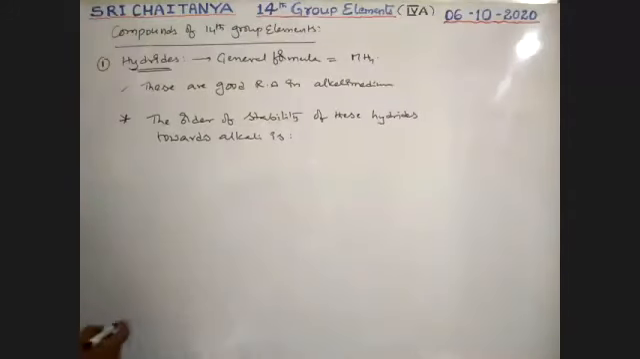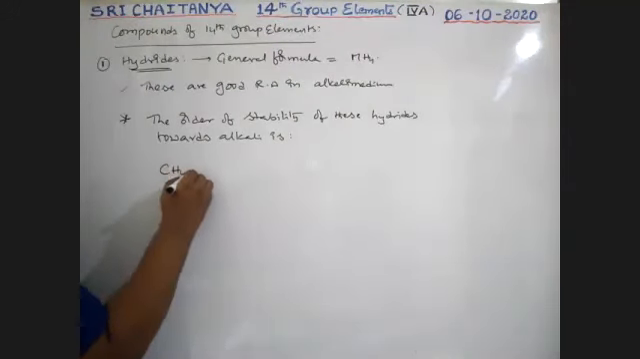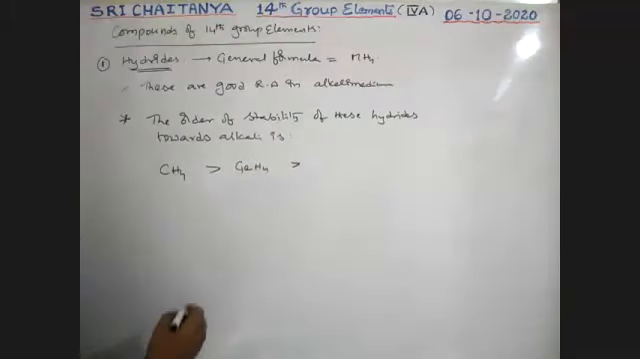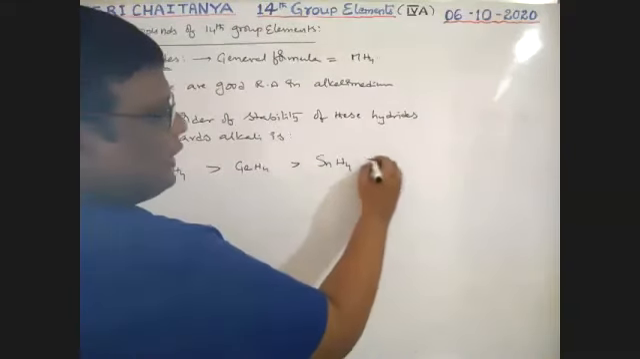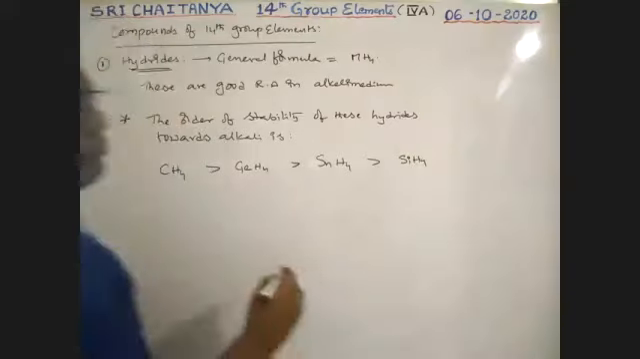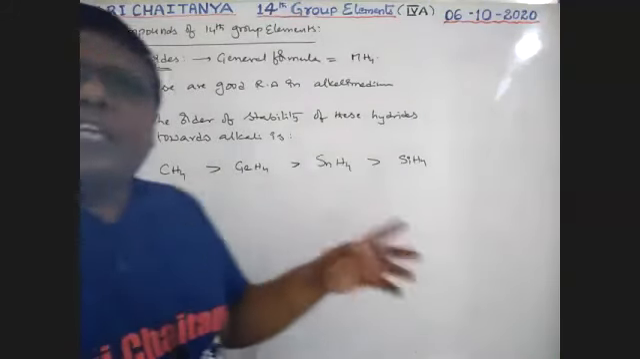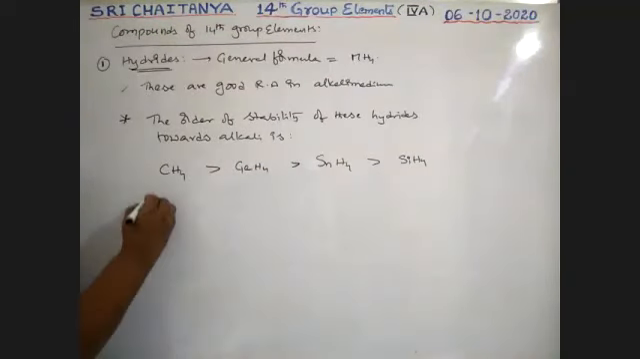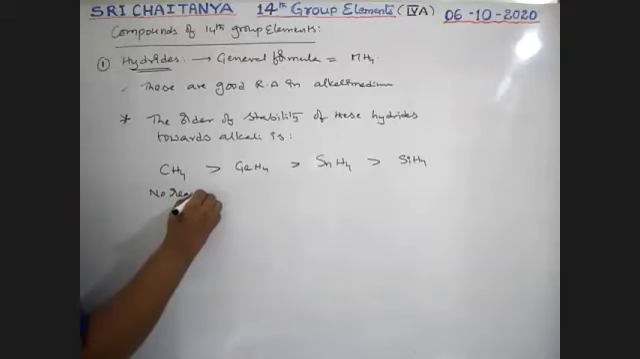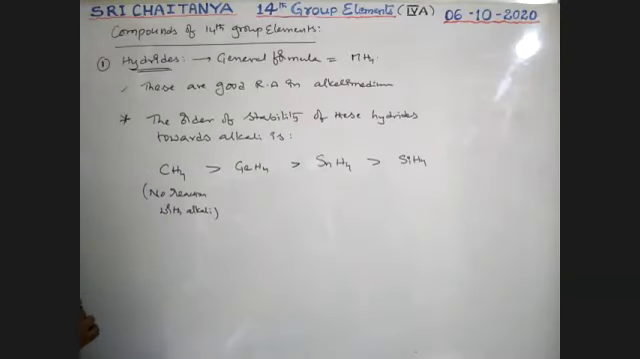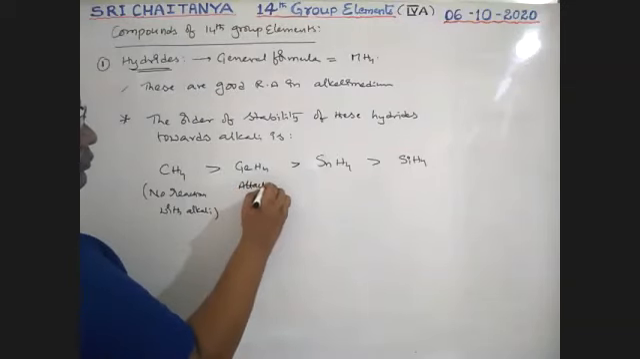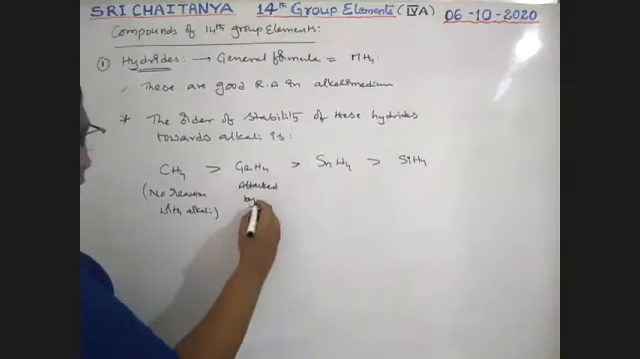So see here, that is methane, no reaction, greater than GeH4, next, which is greater than SnH4, which is greater than SiH4. That means CH4 is very stable towards NaOH. That means almost non-reaction, no reaction with alkali. But here it is attacked by almost 33% alkali.